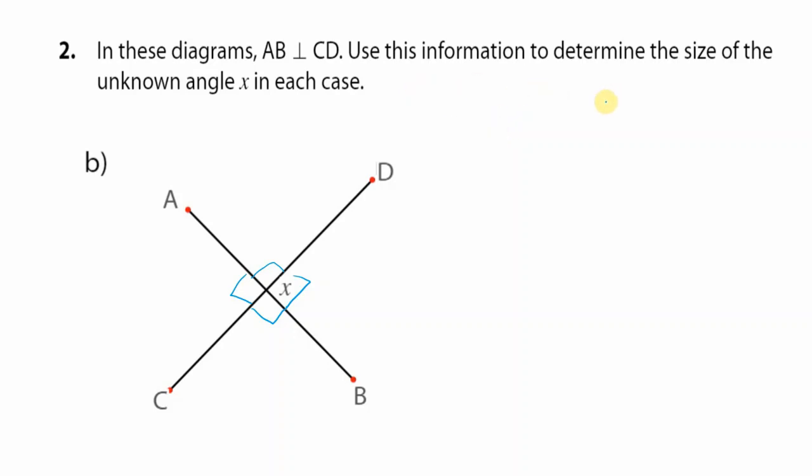So use this information to determine the size of the unknown angle in each case. So therefore, this one is straightforward. X is in fact 90 degrees. Reason being that AB is perpendicular to CD.